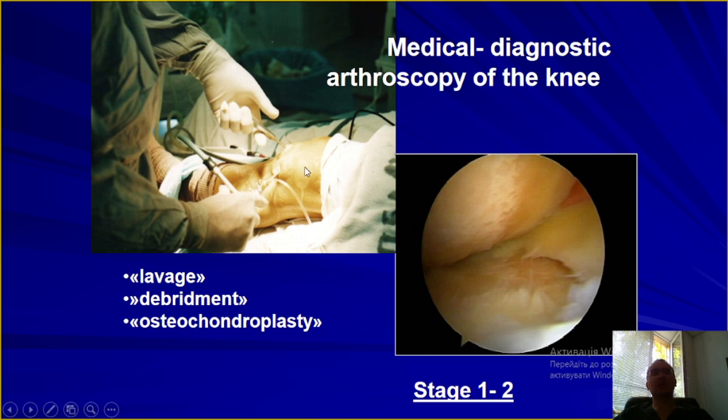arthroscopic techniques. Today we have not only the so-called classical arthroscopy techniques, but also so-called nano-arthroscopic devices, which allow us to perform diagnostic arthroscopy of all joints, not only the knee, using only local anesthesia, and there is no need to put the patient in the hospital for this procedure.